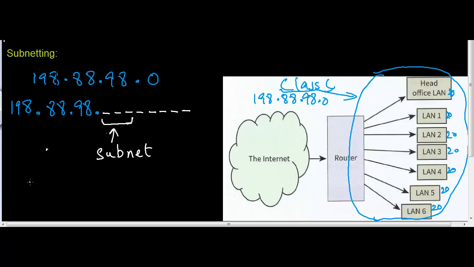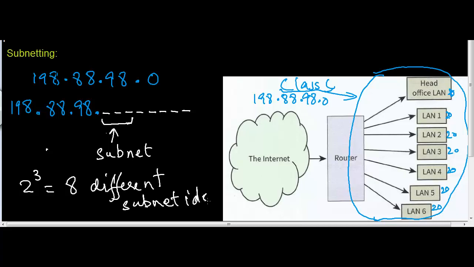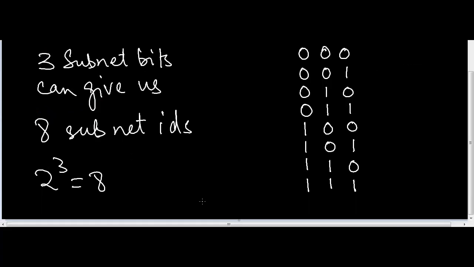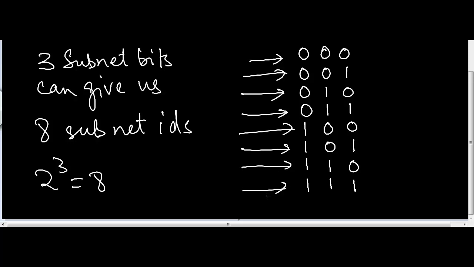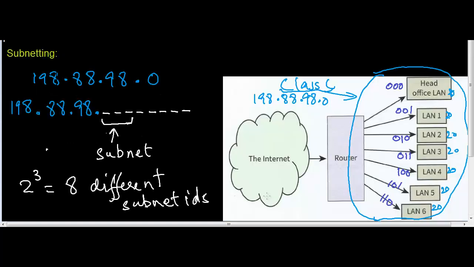With 3 bits we can have a total of 2 raised to power 3, which is equal to 8 different subnet IDs. So these are all the possible IDs that our subnets can have. 8 different IDs.